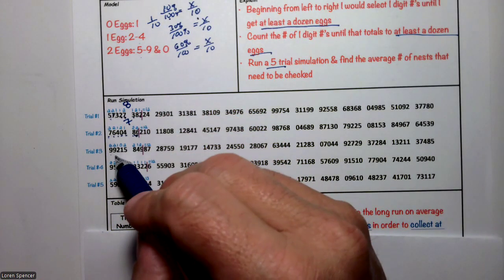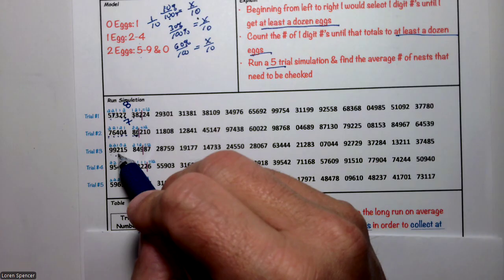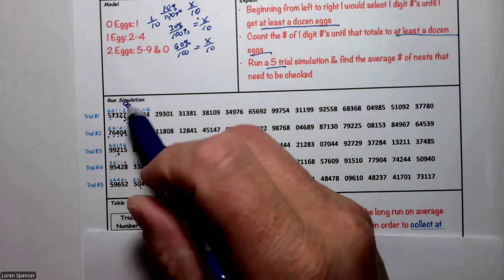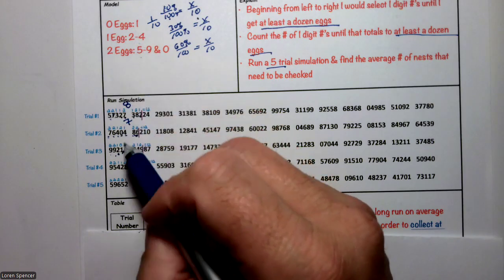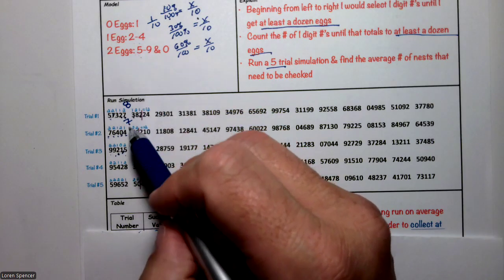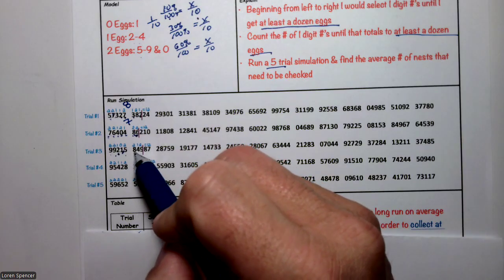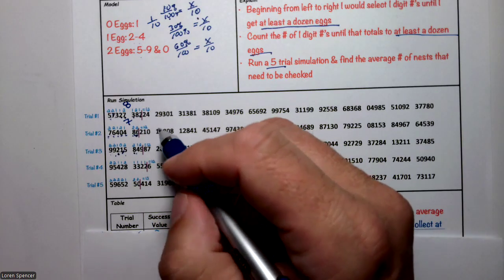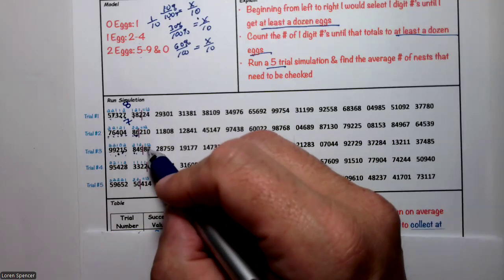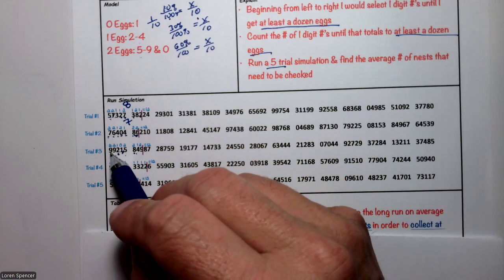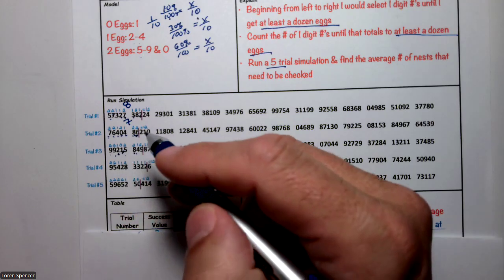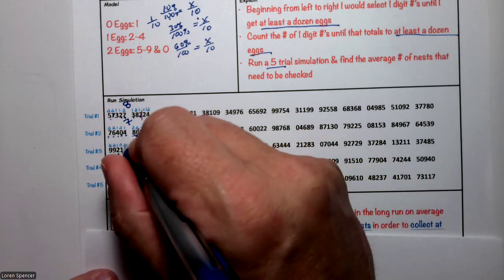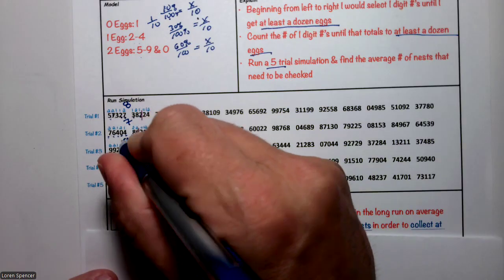Trial 3. 9, well, that's a 2 egg. That's a 2 egg. A 2 gets a 1 egg. A 1 is a 0 egg. A 5 is a 2 egg. 8, 4, 1, and we got 12. Let's count how many nests. 1, 2, 3, 4, 5, 6, 7, 8. So once again, we had to check 8 nests.